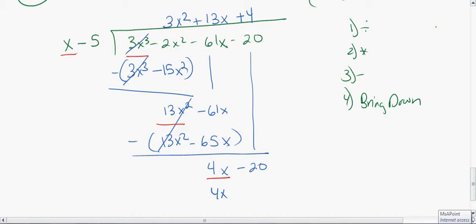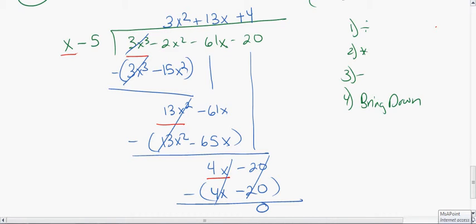4 times negative 5 is negative 20. Last step is to subtract. 4x take away 4x cancels. Negative 20 minus the negative 20 is negative 20 plus 20, which cancels. And I have a remainder of 0.